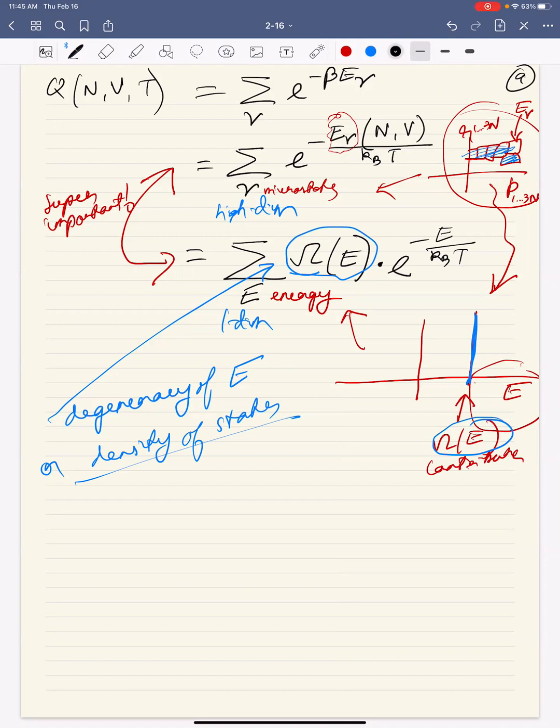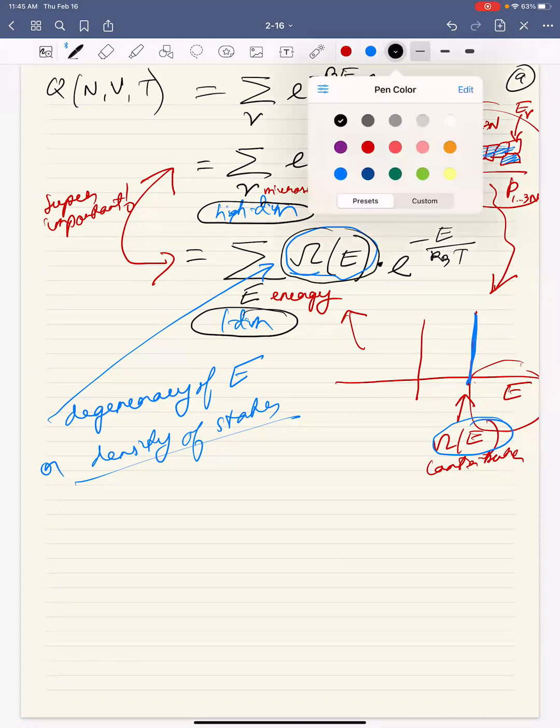Hopefully it's clear now. So we went from microstates, which is a very, very high dimensional sum, to energy, which is a one-dimensional sum, right? And anytime you go from a very high dimensional sum to a low dimensional sum, you have taken a lot of information in the high dimension and compressed it to one value, right? And that degeneracy is omega of E.